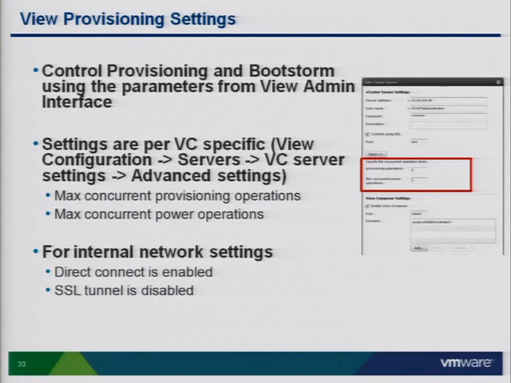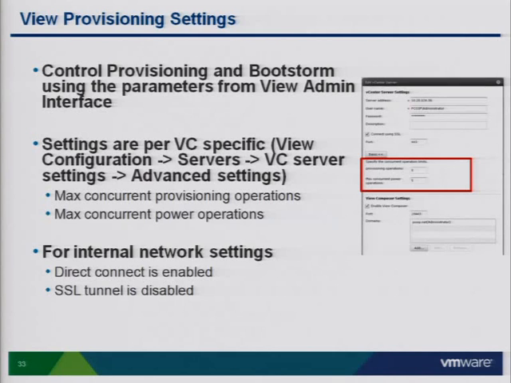And on the right, you can see one of the interfaces of View 4.5. There are a lot of improvements in View 4.5, full Windows 7 support, and a lot of other features. There is a super session tomorrow, and I encourage all of you to attend that super session and learn more about View 4.5. And for internal network settings, we have found that if you are using an RDP connection, make sure that SSL tunnel is disabled and direct connect is enabled.